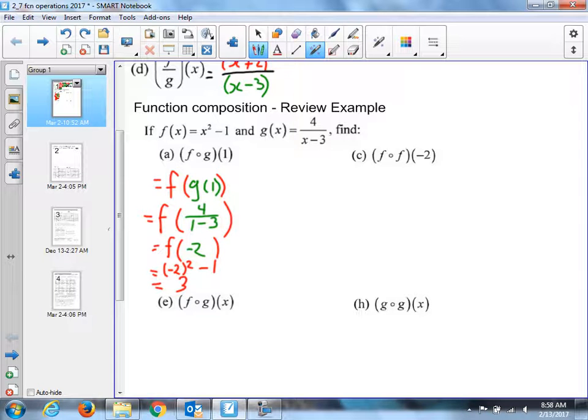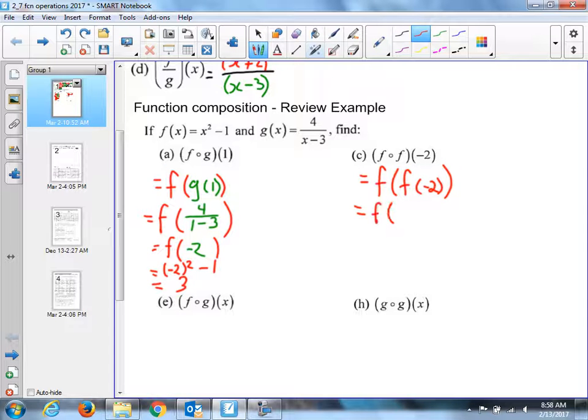Now, f of f of negative 2. So this means the function with the function inside of it. Right? Now, I wouldn't normally write this out. I'd do the arithmetic in my head, I think, but I'm going to show you what I mean. I'm taking f of negative 2, so negative 2, which we've already worked out, squared minus 1. I'm figuring out what negative 2 squared minus 1 is. We already figured it out. It's 3.